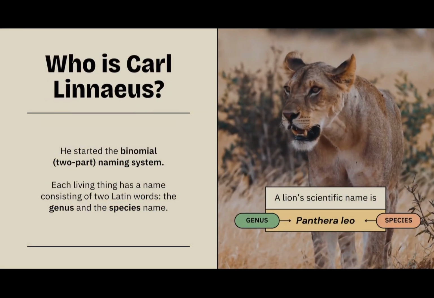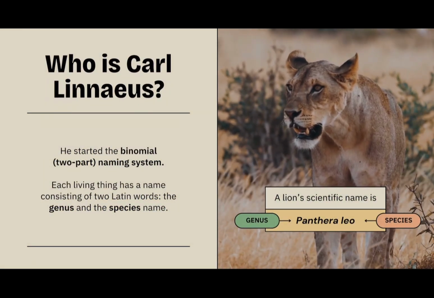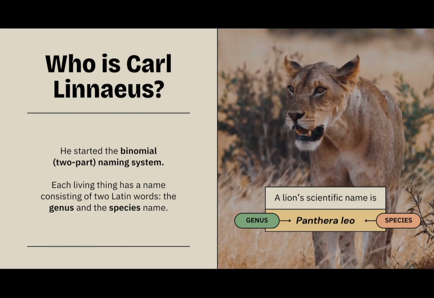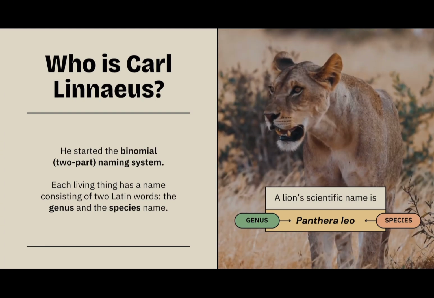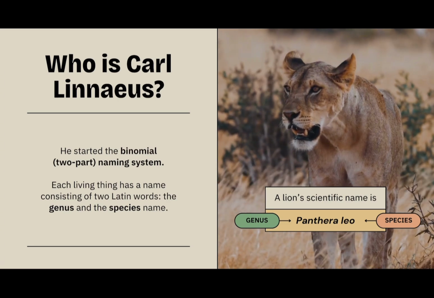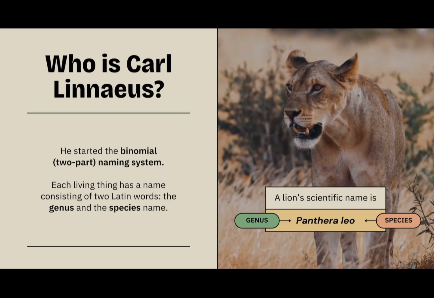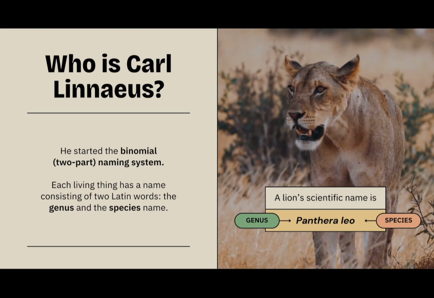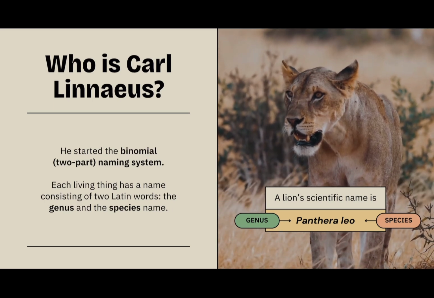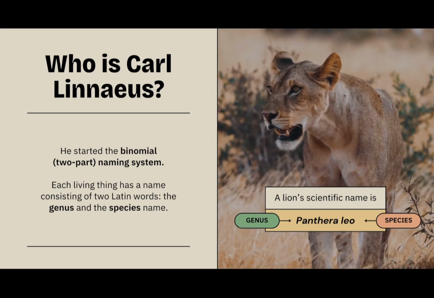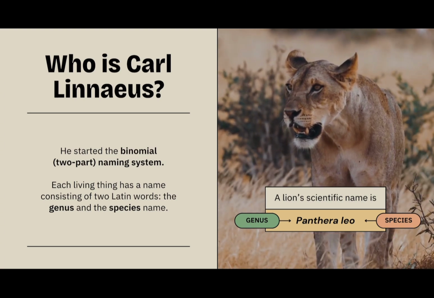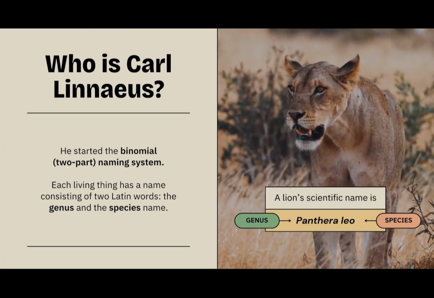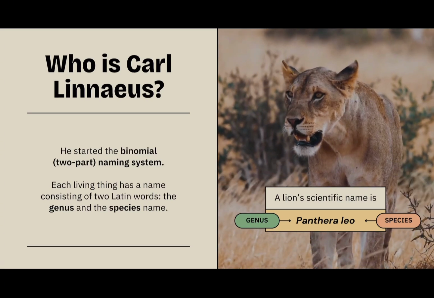Who is Carl Linnaeus? He started the binomial naming system. Each living thing has a name consisting of 2 Latin words, the genus and the species name. Here is an example of a lion's name, which is made by the genus, which is Panthera, and the species, which is Leo.